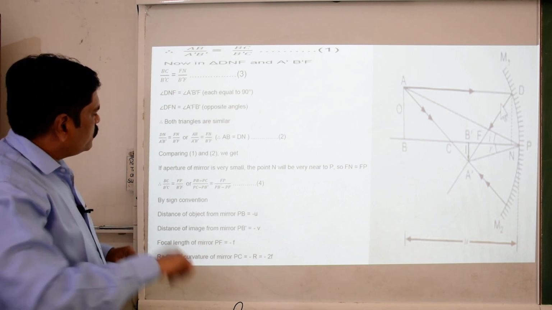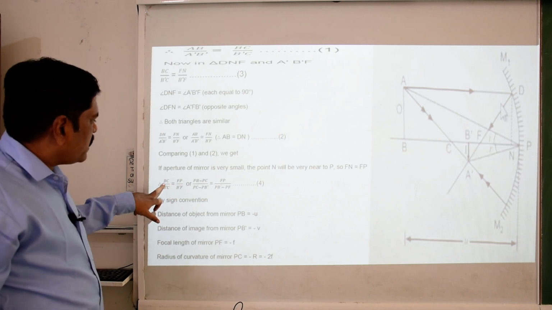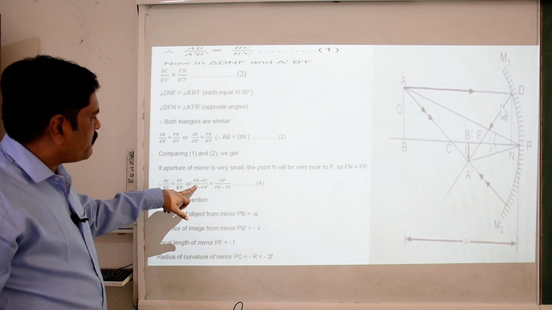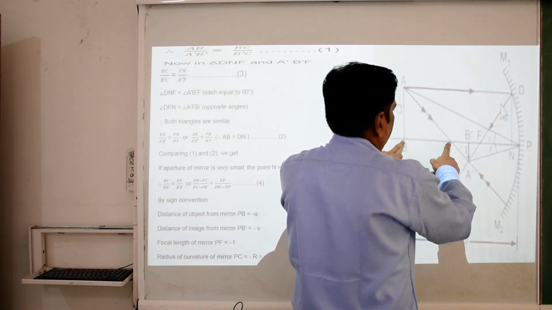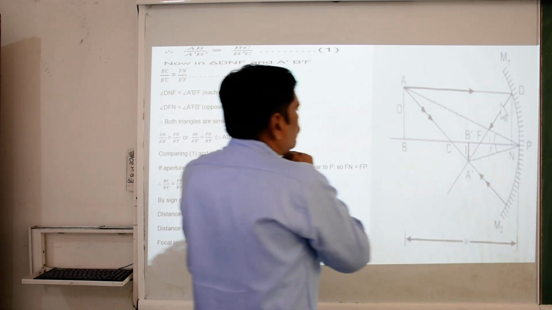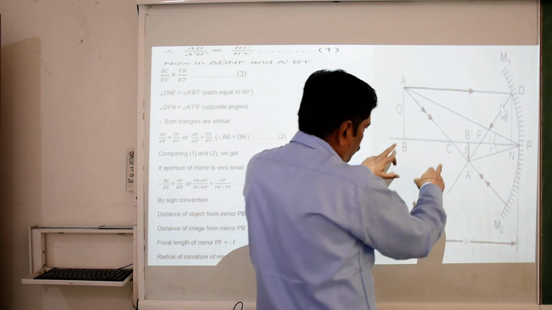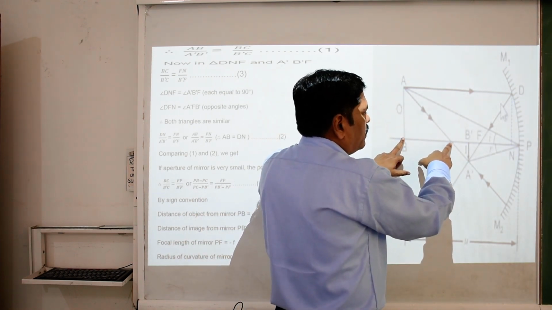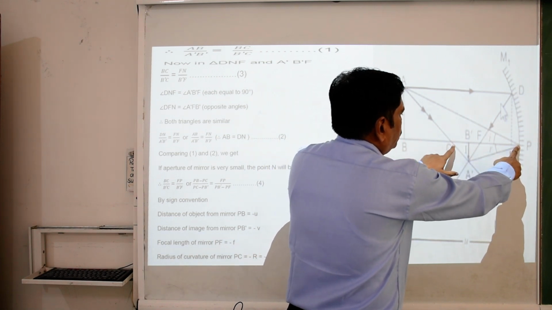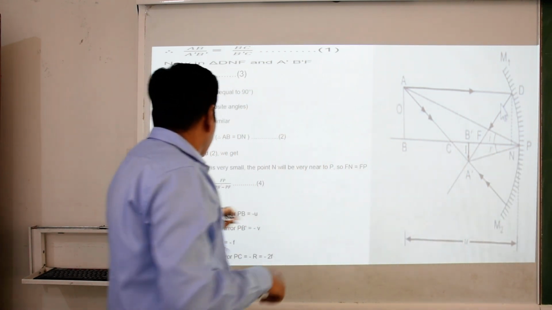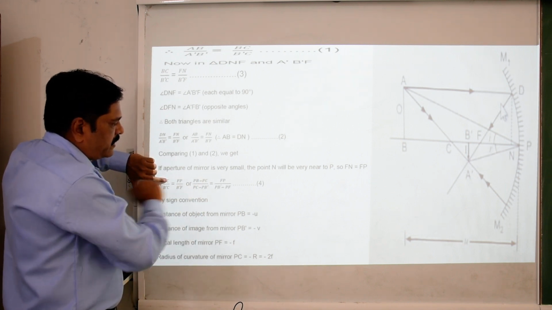Clear? Now just replace these values. BC, you can see that BC is replaced by PB minus PC. Okay, so where is the BC? This is the BC. Clear? And how is it replaced? It is replaced by PB minus PC. See that this BC, how can we replace? Just take the difference PB minus PC, then you will get the BC. So here you can see that this BC is replaced with this PB minus PC.